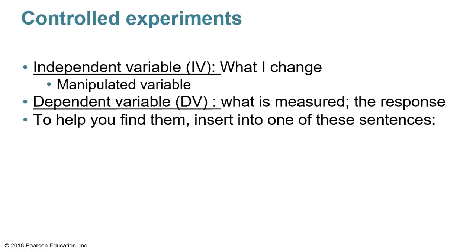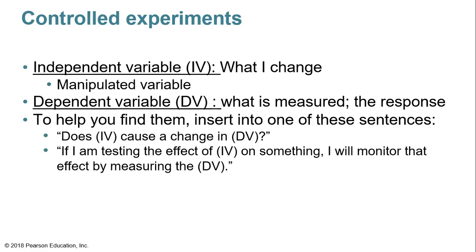To help you find which variable is independent and which variable is dependent, you can insert them into one of these sentences. Does independent variable cause a change in dependent variable? What you would do is identify which things are changing in the experiment and then insert them into these blanks until the sentence makes sense. Another sentence you could use is, if I am testing the effect of the independent variable on something, I will monitor that effect by measuring the dependent variable.